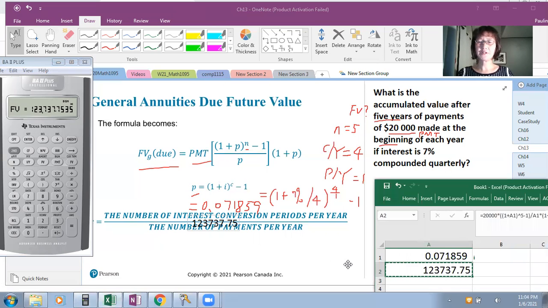Lastly, I will use the Excel formula to calculate the future value FV. For the rate in Excel formula, the rate is P. When you have PY not equal to CY, use P, the equivalent rate per payment period.